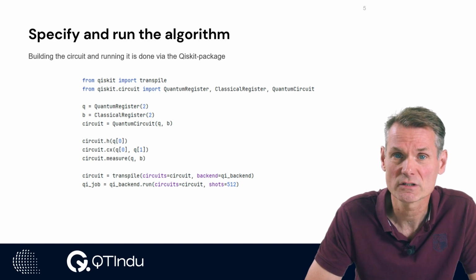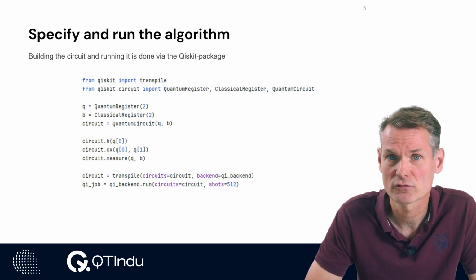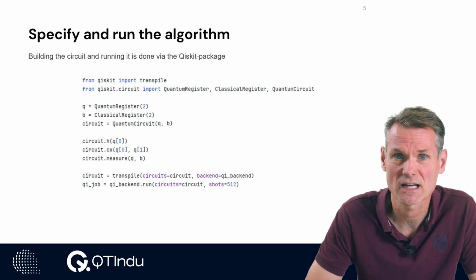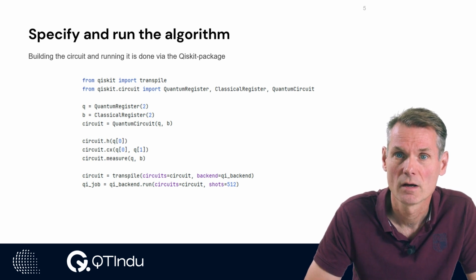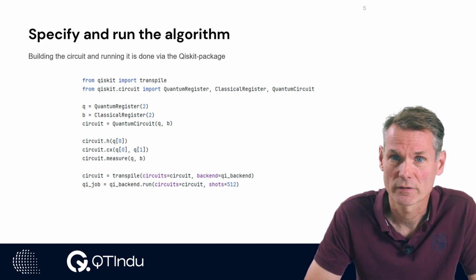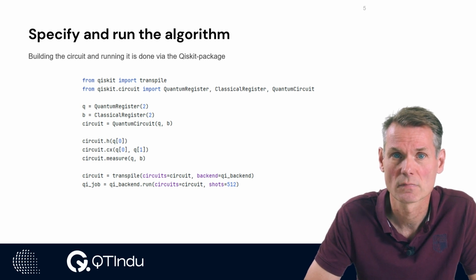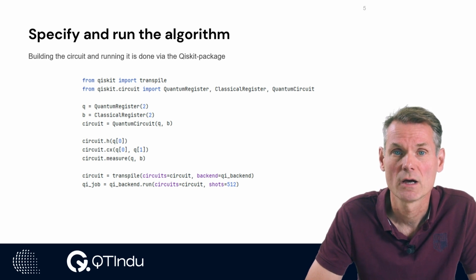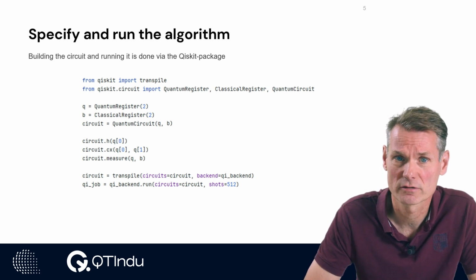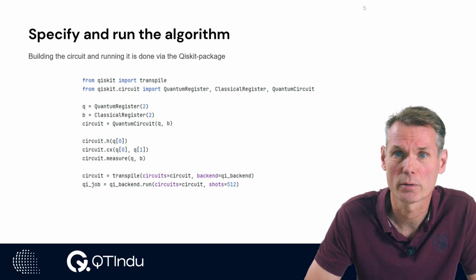The transpile function needs the circuit and the backend to transpile for, in this case our QI backend. Then we call run on the backend with 2 parameters, circuit and the number of shots. When the number of shots is not given, the default number of shots is taken, specified by the chosen backend. The return value of run is not the result but the Quantum Inspire job.